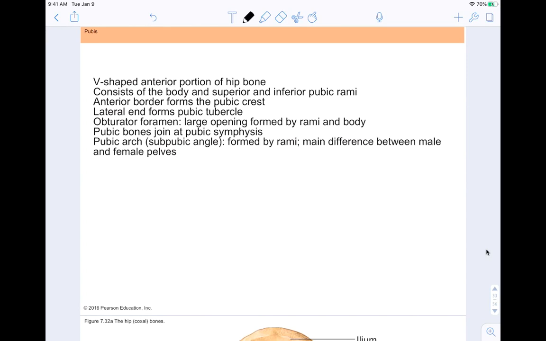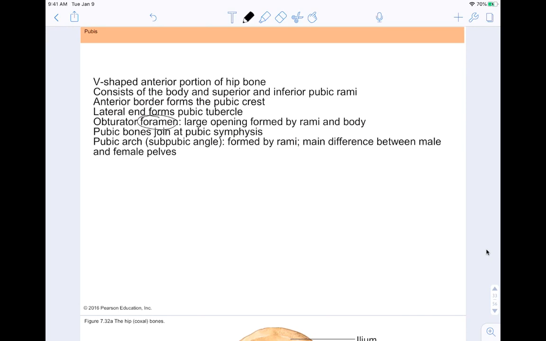The anterior border forms the pubic crest. You have the lateral ends that form the pubic tubercle. You have the obturator foramen. Remember, a foramen is like an opening. It's a large opening formed by the rami and the body. And the pubic bones are going to be joined at the pubic symphysis.